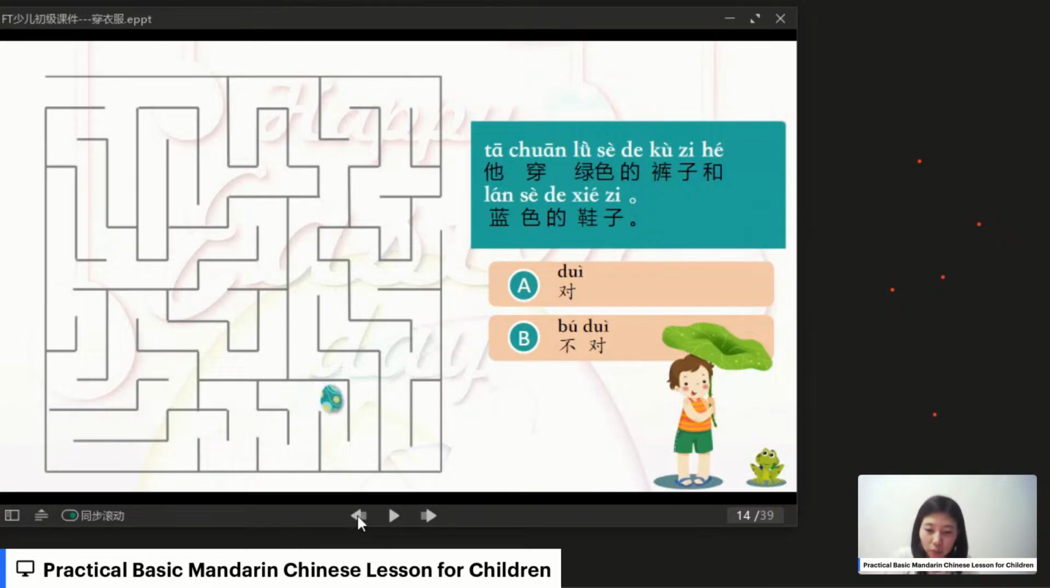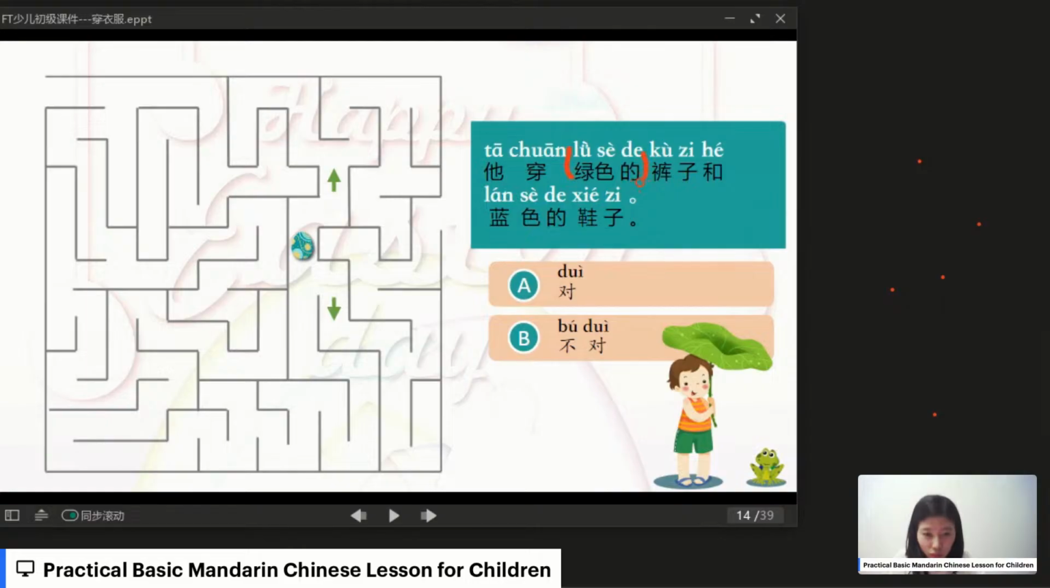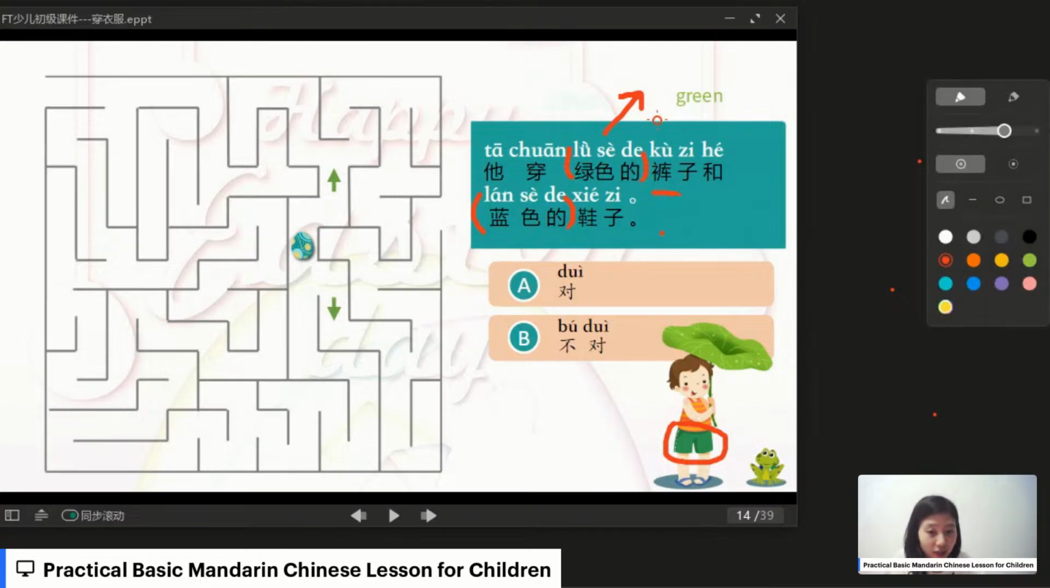Oh, sorry, let's go back a little bit. Okay, so start here. So we're going to see 他穿绿色的裤子和蓝色的鞋子. So we've got two things we need to check, right? One is 裤子, pants. Let's find the pants here. And the color would be 绿色, green. So check here. It matches, right? Okay, so 他穿绿色的裤子, that part is correct.